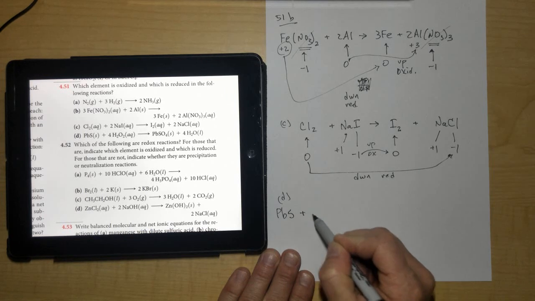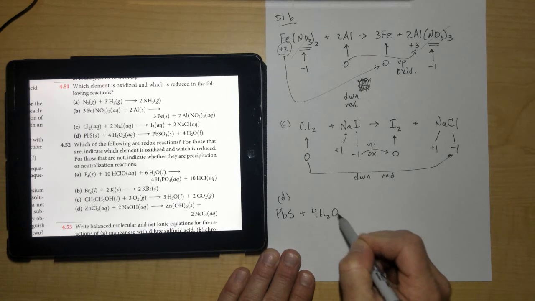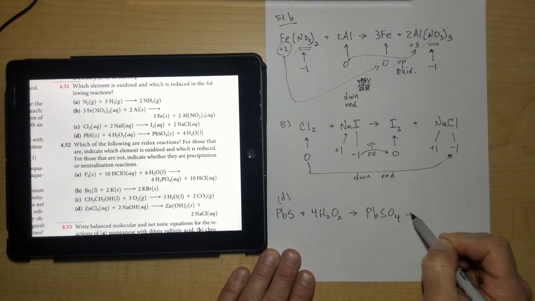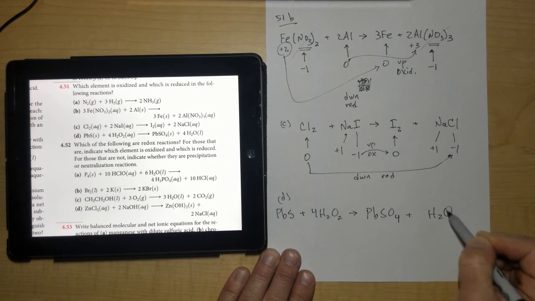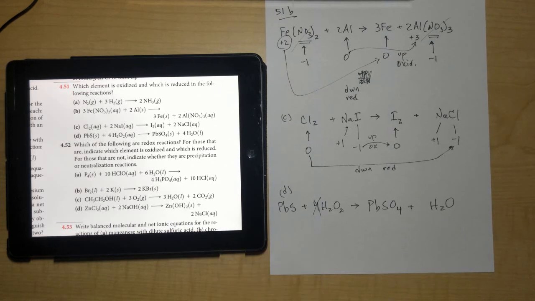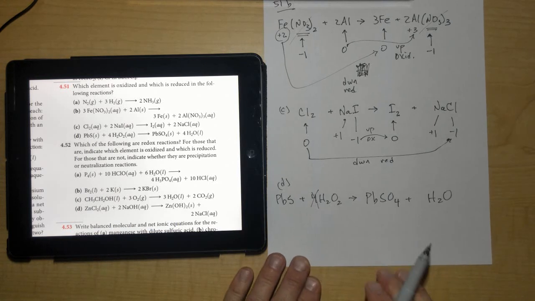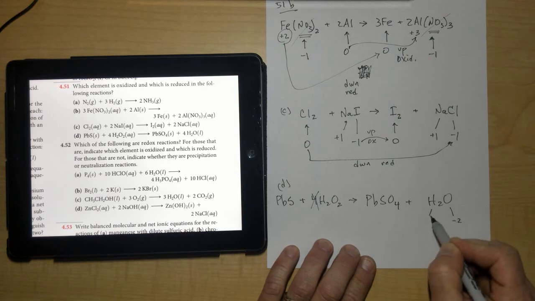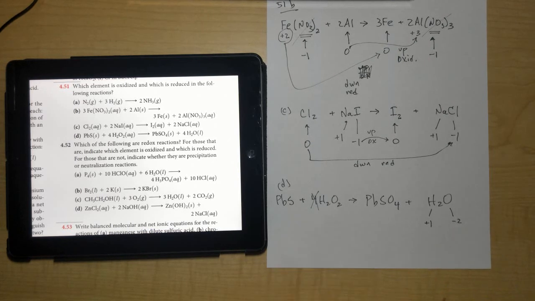PbS plus 4H2O2 arrow PbSO4 plus 4H2O. I'm going to ignore the 4 right now, because it doesn't matter in oxidation number assigning. This is a good one because it's got a tricky part to it and you have to make some guesses. Hate those kind. Oxygen here is -2. That means hydrogen's +1 because it's with a nonmetal and it adds up to 0 up here.